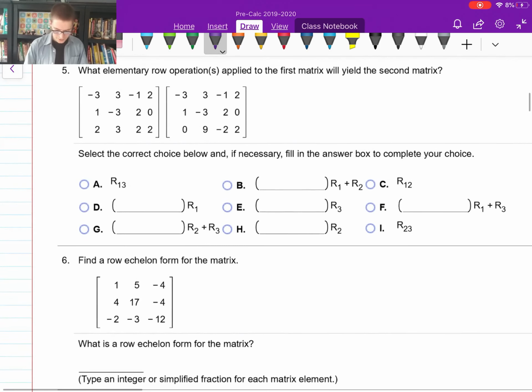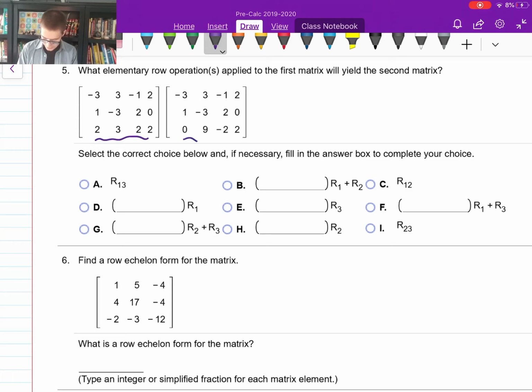Number 5. What elementary row operations applied to the first matrix will yield the second matrix? Okay, so we've got to figure out what the difference is between the first matrix and the second matrix, and what we've got to do to the first matrix to get to the second matrix. The first rows look the same. The second rows look the same. Okay, so those are fine. The third rows are different.